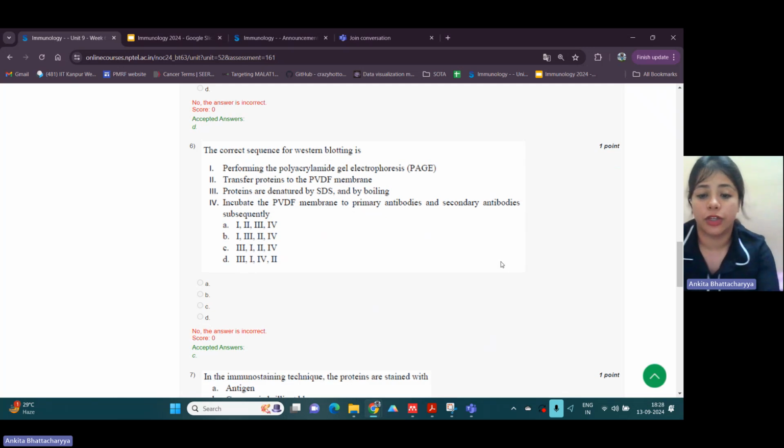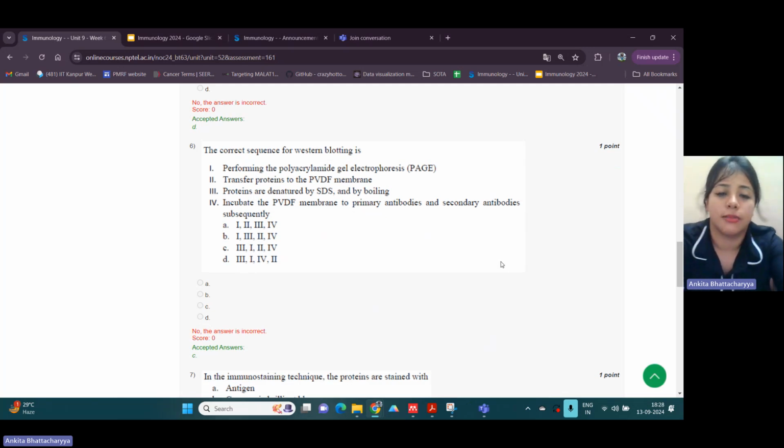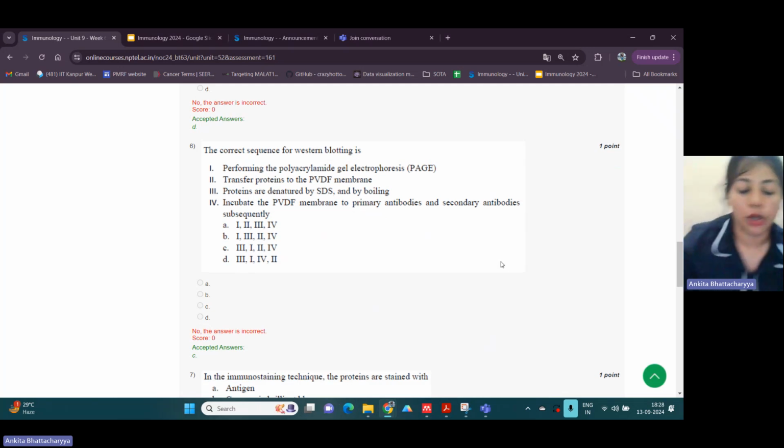Then we have been asked for the correct sequence of Western blotting. Immunoblotting or Western blotting is something we have extensively discussed in the last class. In case there's any confusion, you can go back to the PPT. I have mentioned a lot of details there, and you'll be able to brush it up really quickly, I think. So we've been asked about the correct sequence.